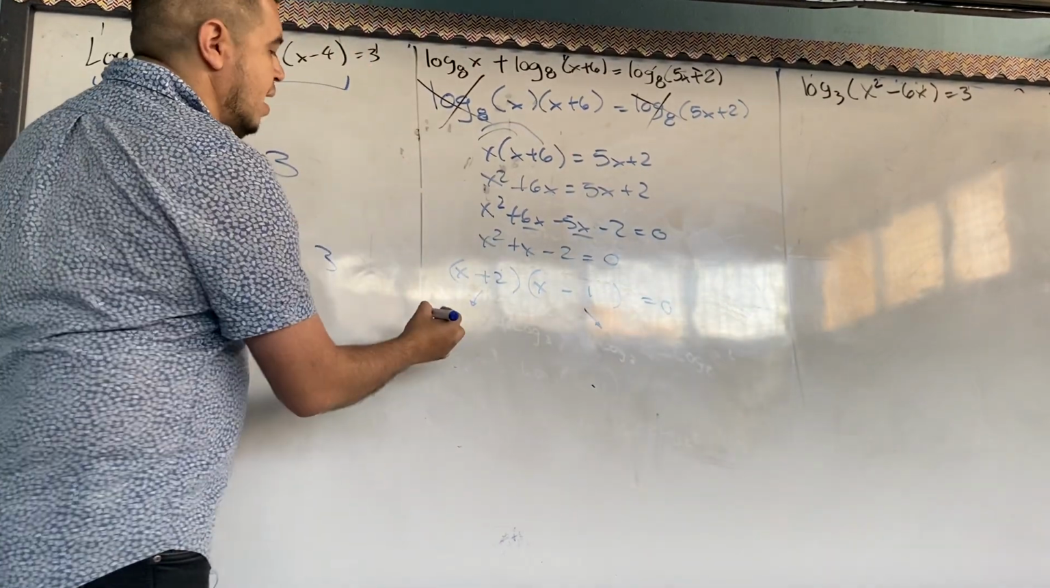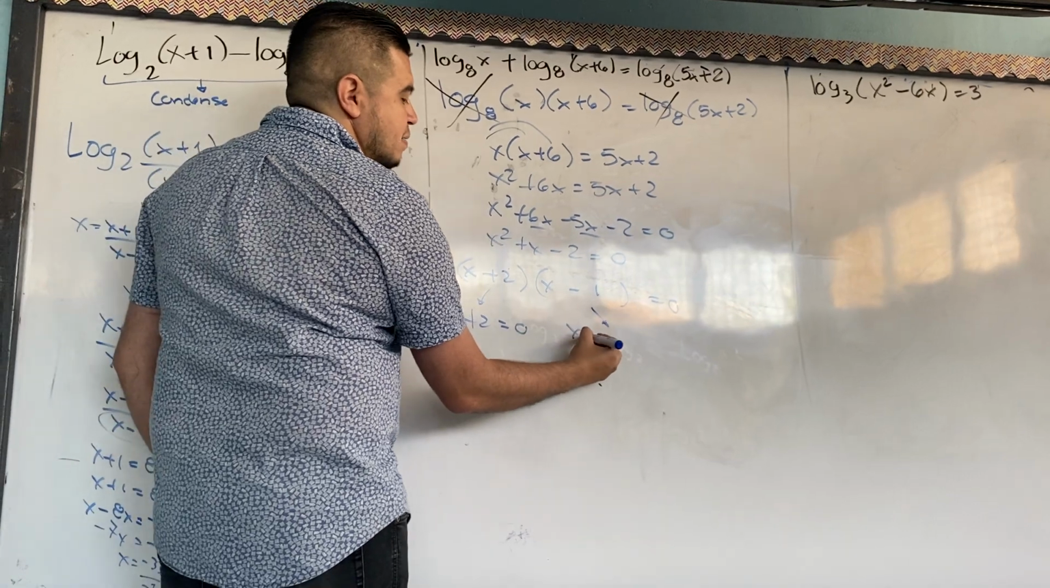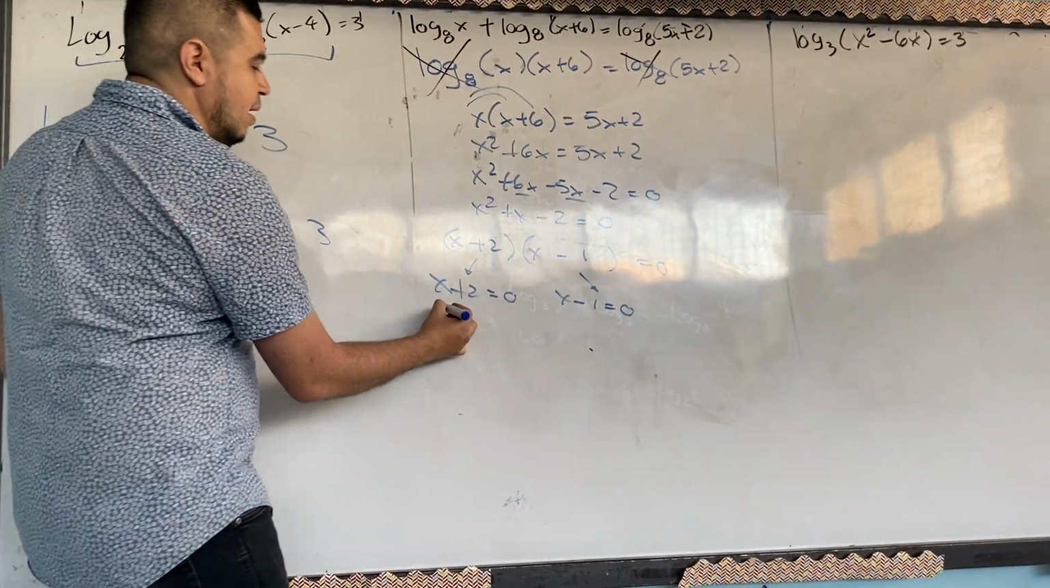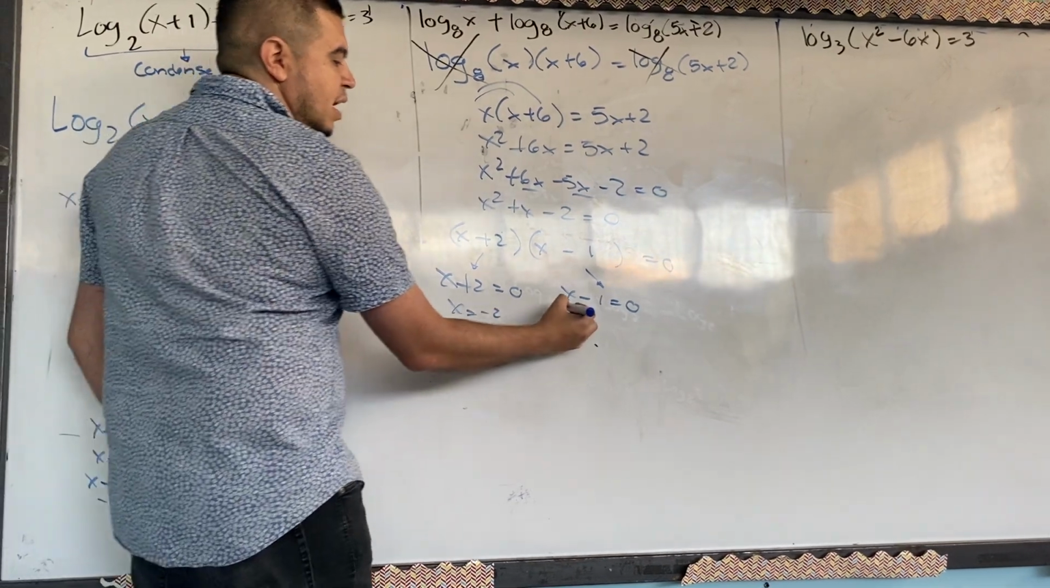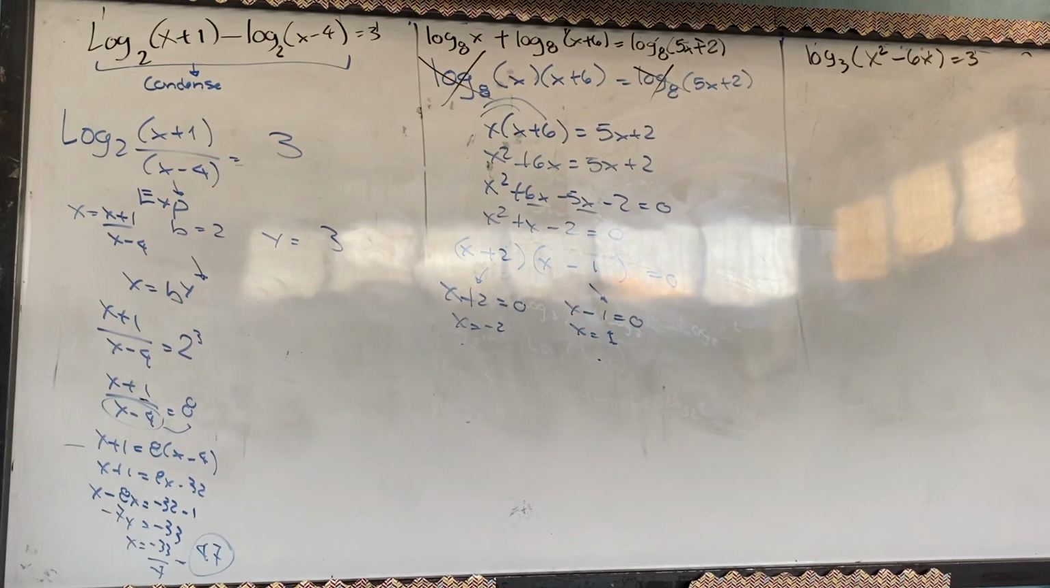So it will be x plus 2 is equal to 0 and x minus 1 is equal to 0. x is equal to negative 2 and x is equal to positive 1, like that.